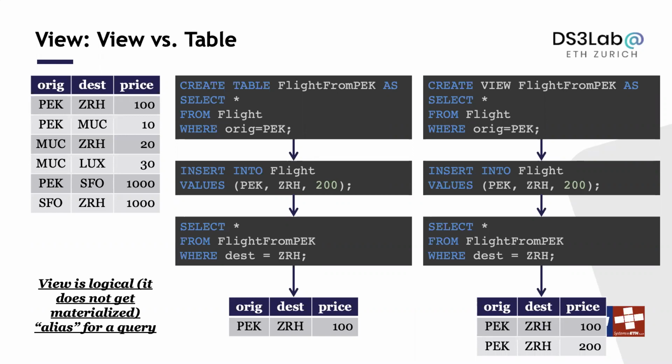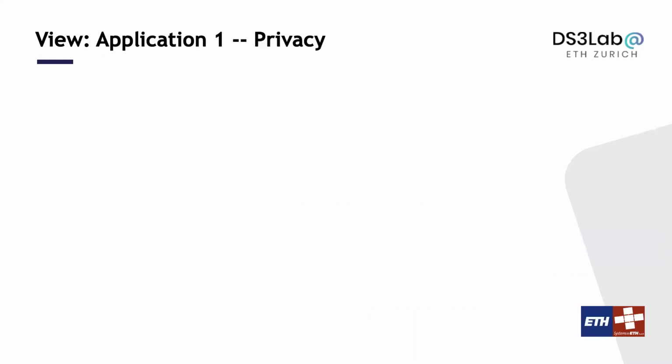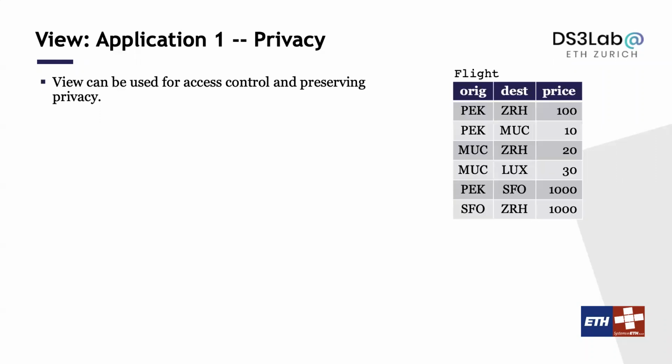So here's actually what we mean by view is logical. It's actually not being materialized. Right? It's a different name for a query. So why do we want to use views, right? So there are multiple reasons behind it, and you are going to see them in practice. So let's just use some very simple examples to illustrate them. One way that people are using views is as a way to do access control and preserve privacy, right? So just like one example.